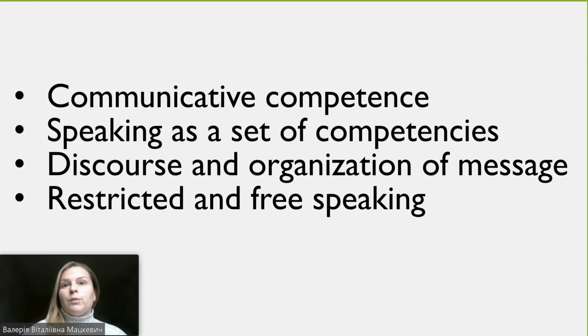Communicative competence, how to behave, what to do, yes? We have to teach them speaking as a set of competencies, how to use discourse and organization of message. So what to say and when to say. And of course, we have to give them an opportunity to do restricted and free speaking.